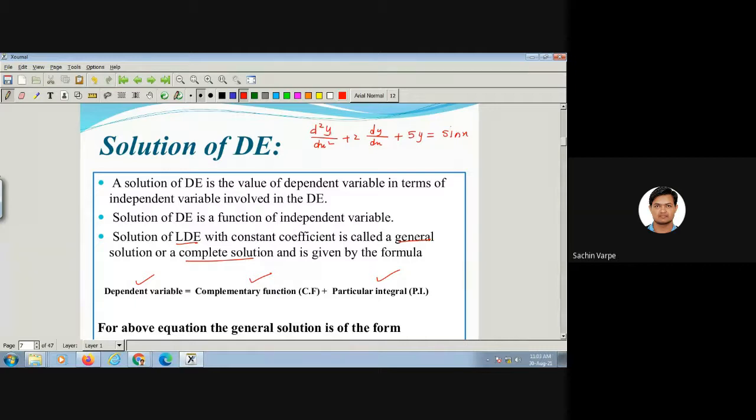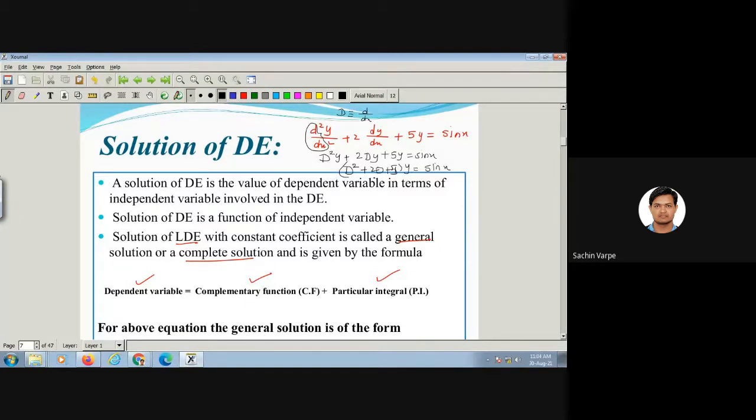So the first step towards the solution is to introduce a capital D operator here. Capital D is the derivative with respect to x. When we introduce the capital D operator, it becomes D square y plus 2 Dy plus 5y is equal to sine x. Is this clear, the first step? Then when we take y common, outside the operator, it becomes D square plus 2D plus 5 times y is equal to sine x.